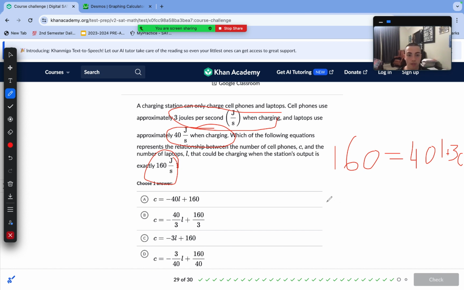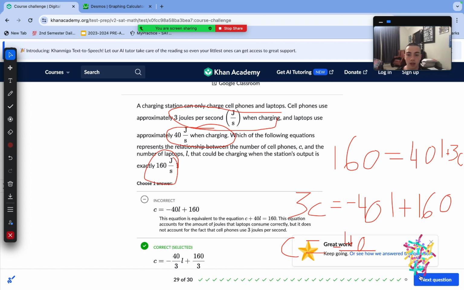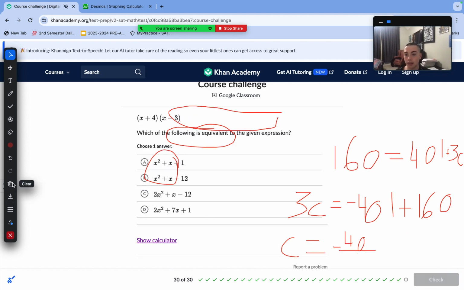And now we can go ahead and isolate the C variable. Actually, instead of doing that, we can subtract 40L from both sides. So we're just left with 3C equals negative 40L plus 160. And now we can divide every term by 3. So we get C equals negative 40 over 3 L plus 160 over 3, which matches answer choice B perfectly. That is the correct answer here. On to our last question.